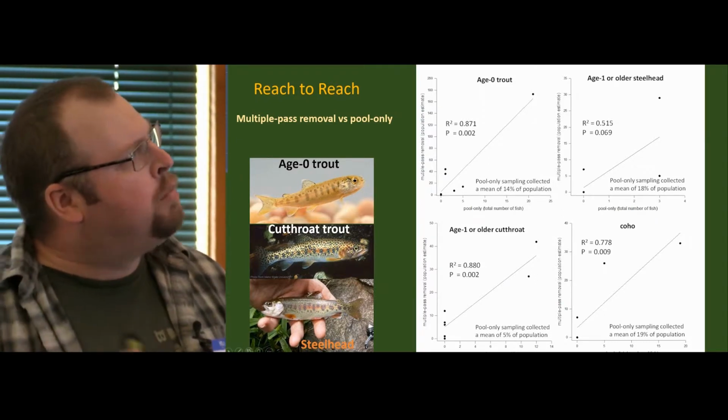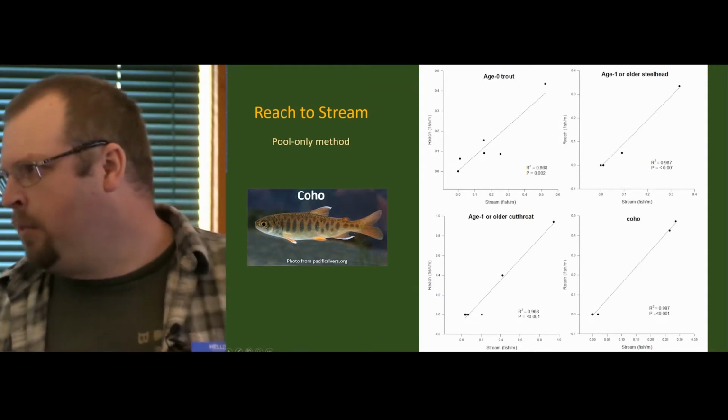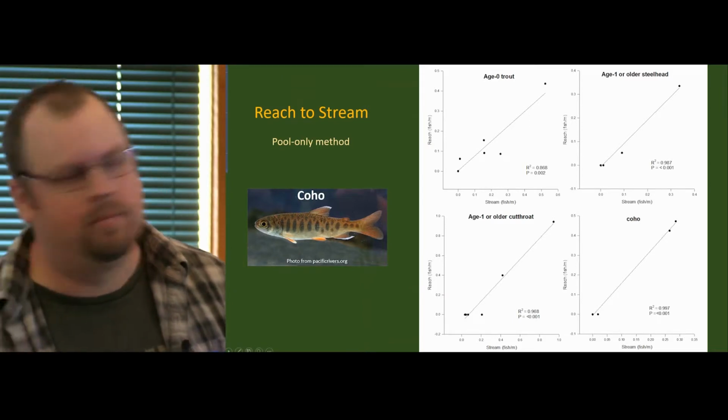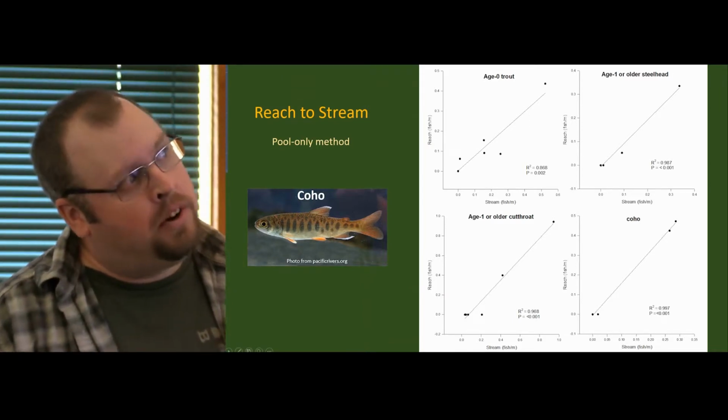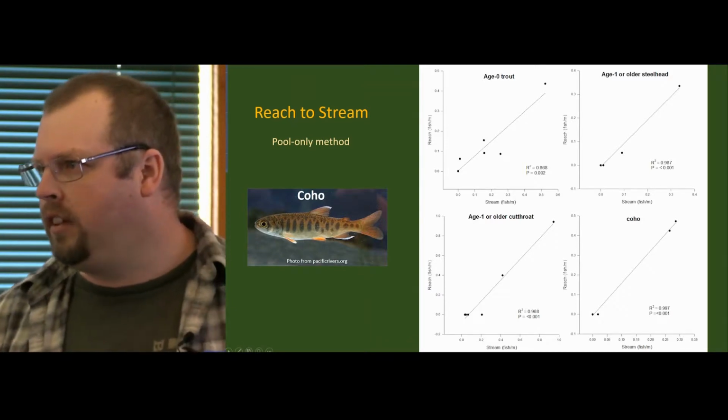So next, I looked at the pool-only method in the reach and the pool-only method through the stream. And this is fish density, so it doesn't matter how long you do the sampling for. Here you can see we actually have a very strong relationship between our fish densities in the reach to the fish densities in the stream.